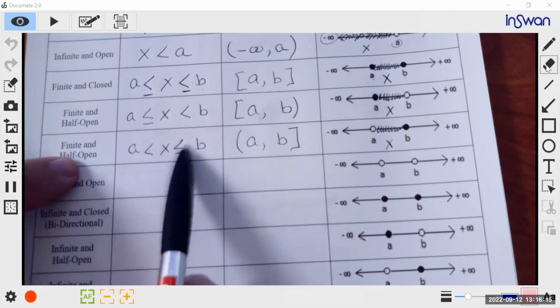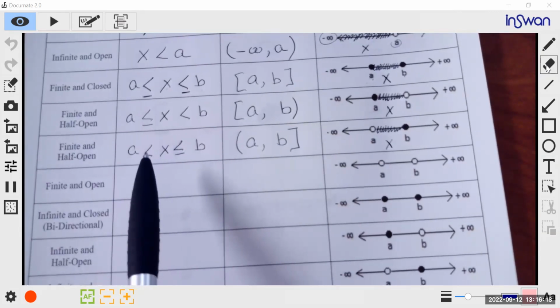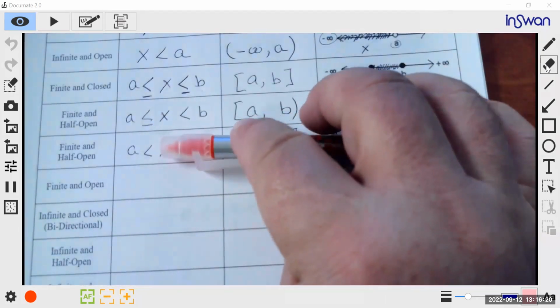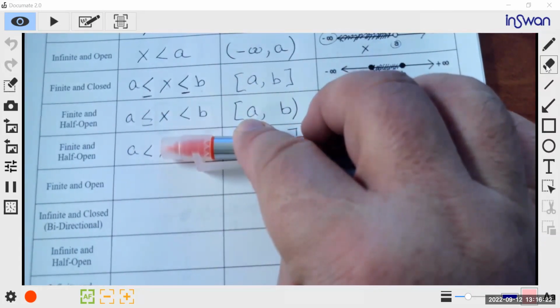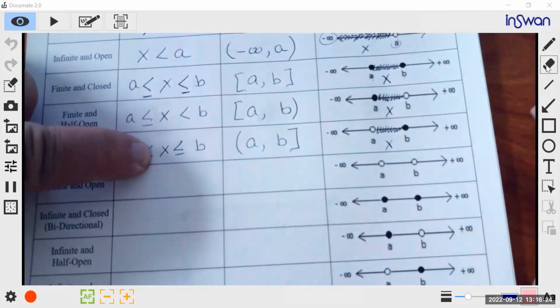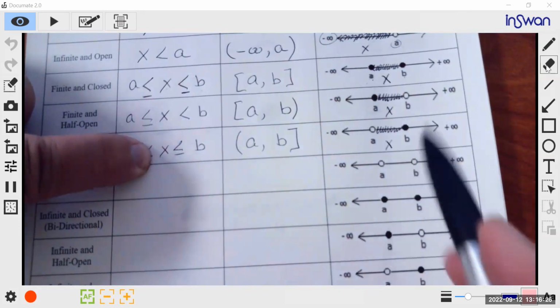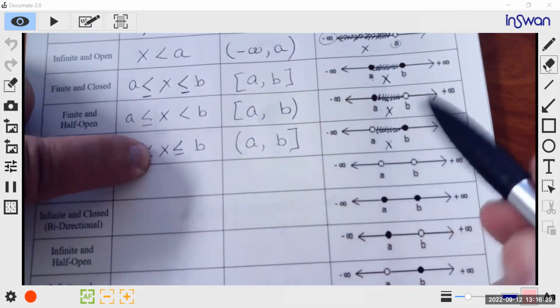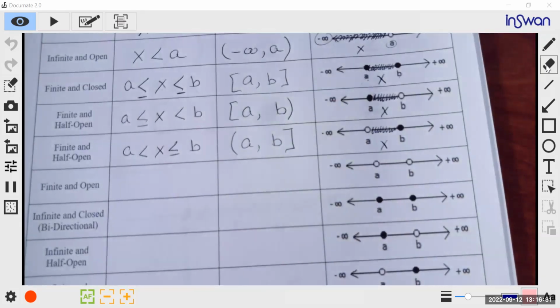Notice that this statement here is actually two statements. The first statement says X is greater than A. And it says X is less than or equal to B. So it's greater than A, less than or equal to B, so it only goes where those two overlap.